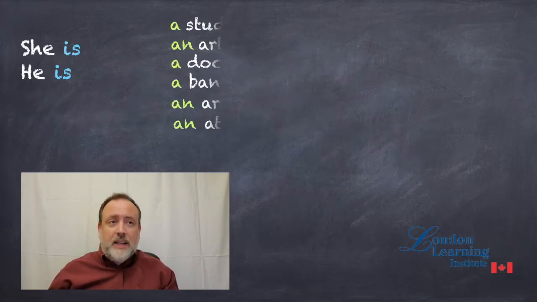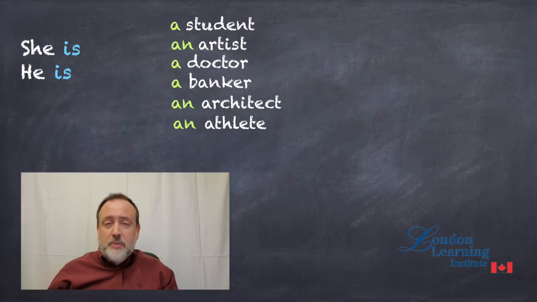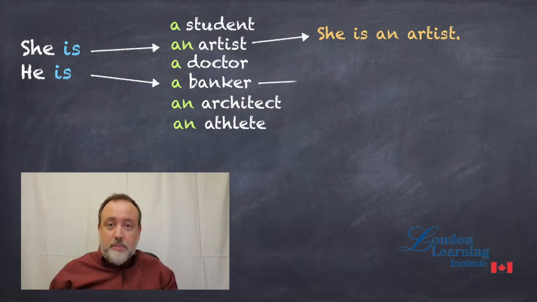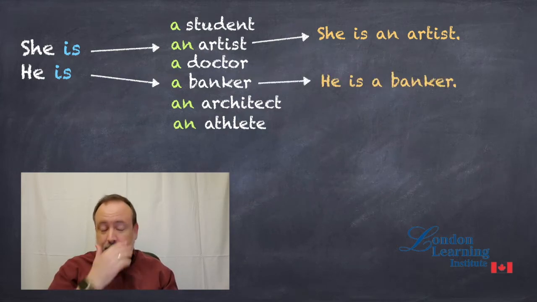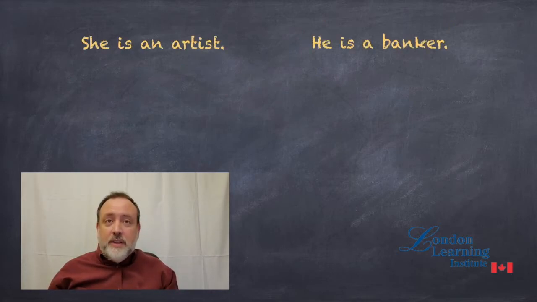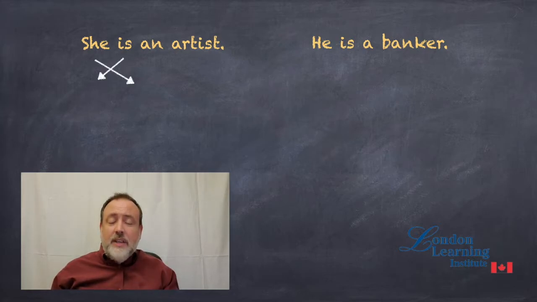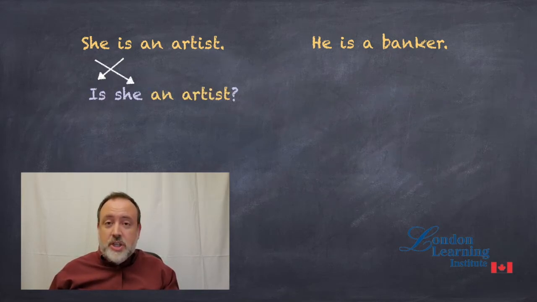Some more examples from last class. We have she is. Remember, we can put she is together with an artist to make she is an artist. Also, we could say he is, and then put that together with banker for he is a banker. Now, when we look at these, she is an artist, he is a banker, these are statements. What do we do if we want to make these into questions? It's actually really easy. All we need to do in this case is switch the subject and the verb to be. Switch their order. And so she is an artist becomes, is she an artist?